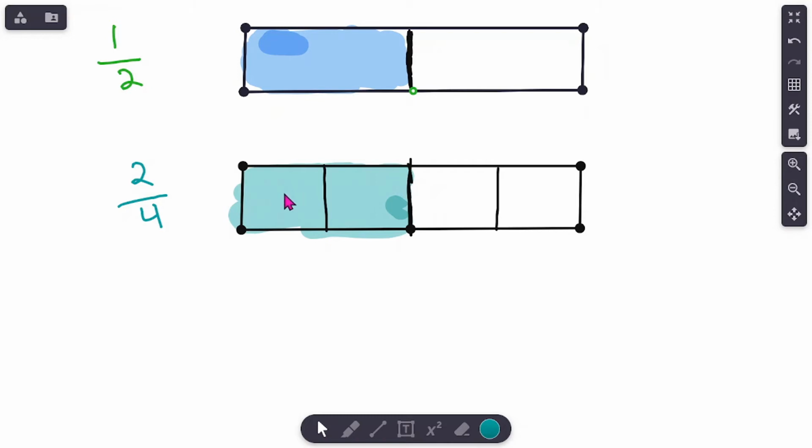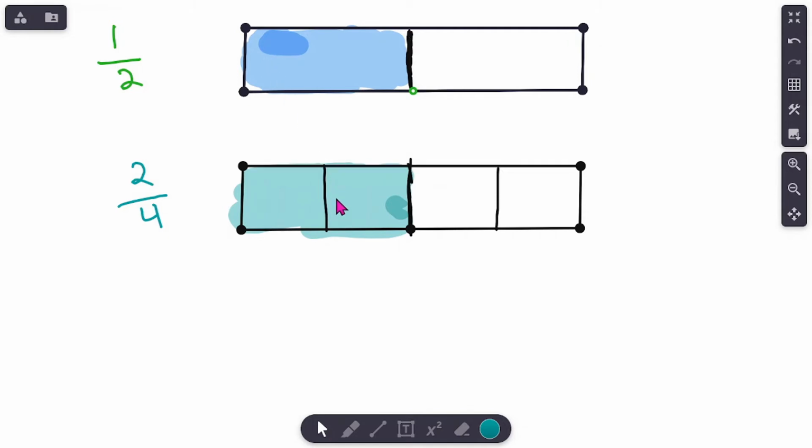Do you see how these are smaller pieces? 2/4 has smaller pieces than 1/2, but 2/4 is equal to 1/2, and this fraction bar proves it. This fraction bar shows us that 1/2 is equal to 2/4 because we have the same amount. Think of this as like a candy bar. If me and my friend were sharing the candy bar and we broke it into 2 pieces, we would each get one of these big pieces here.